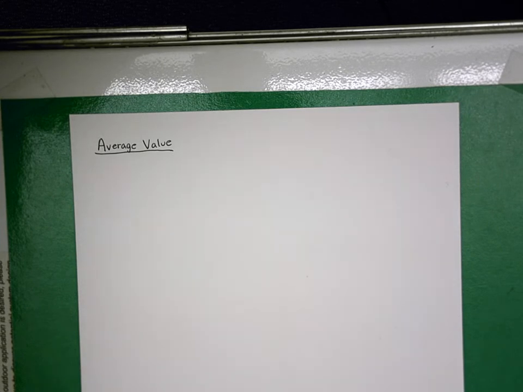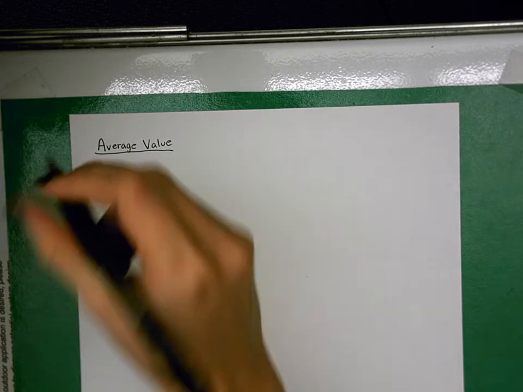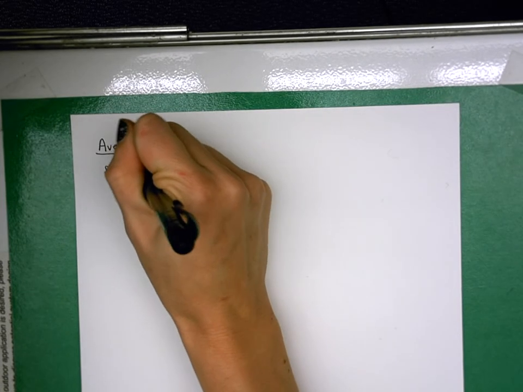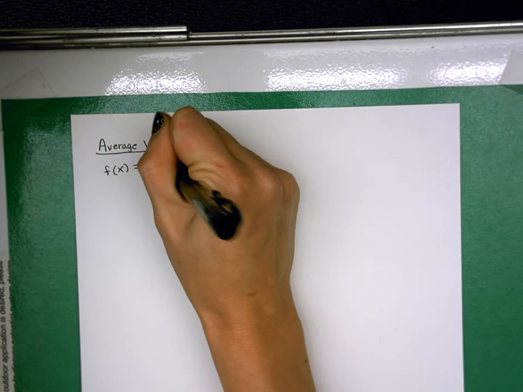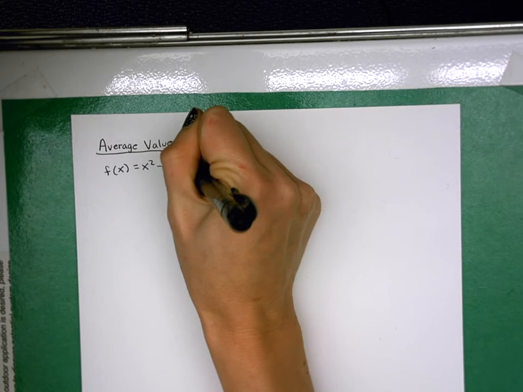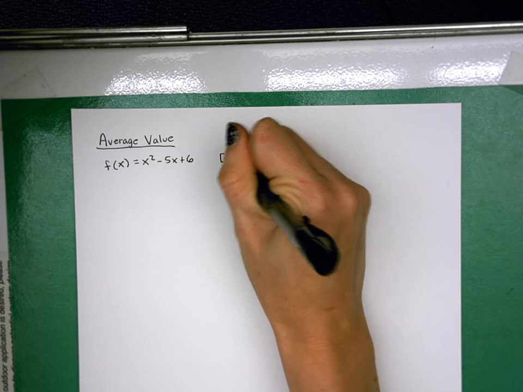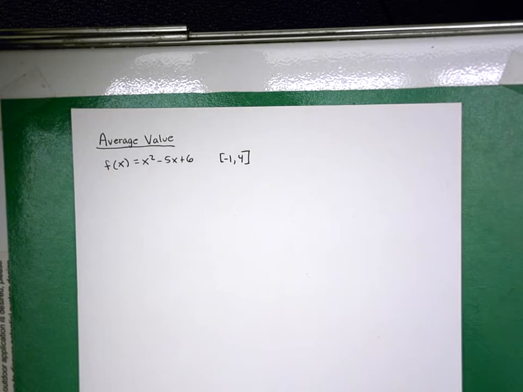So the first problem we're going to look at is going to ask you to find the average value of f of x, and our f of x is going to be x squared minus 5x plus 6 on the interval -1 to 4. So again, find the average value of f of x on -1 to 4.